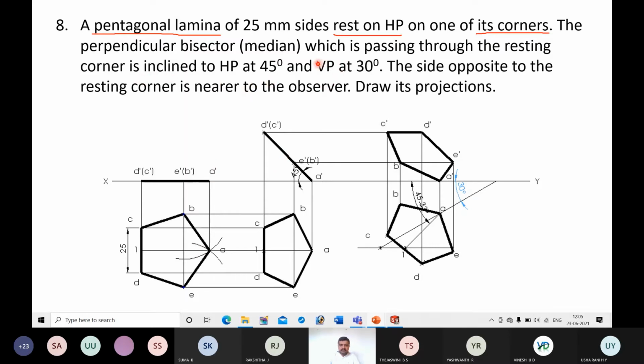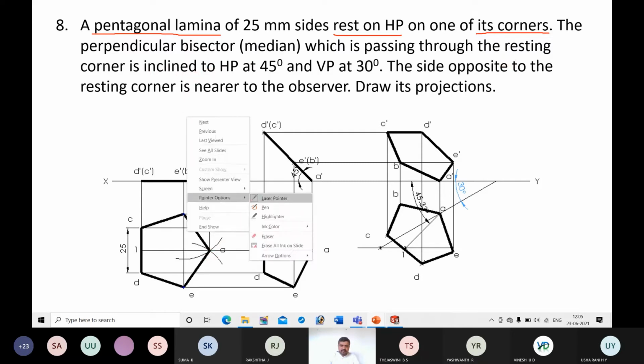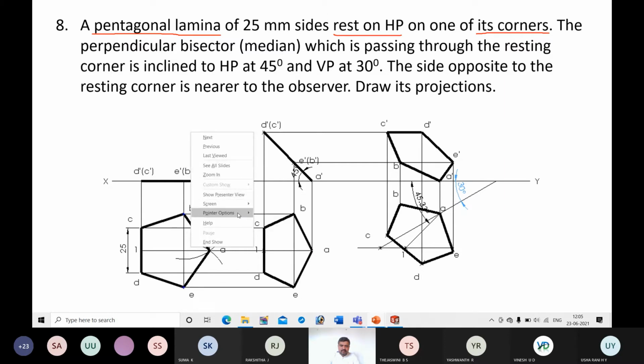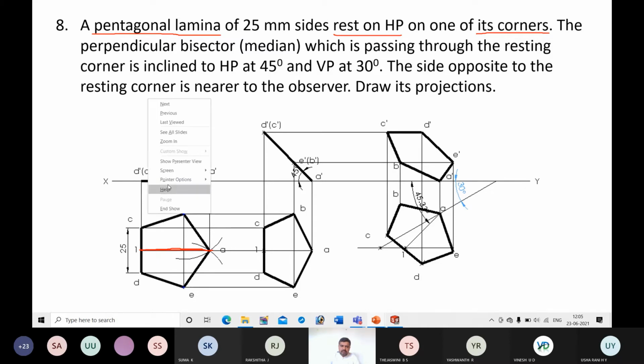Next, they have given the perpendicular bisector which is passing through the resting corner. So here A is the resting corner. Perpendicular bisector means you should draw a horizontal line from A. If you draw a horizontal line from A, it will cut the opposite side CD exactly at its center. It will divide CD into two equal parts.